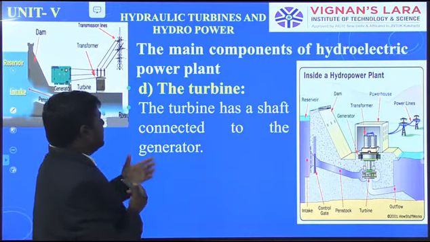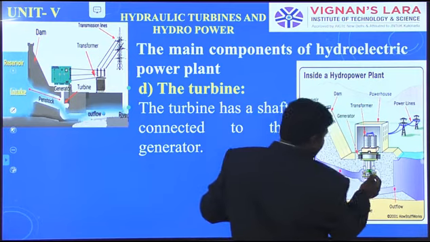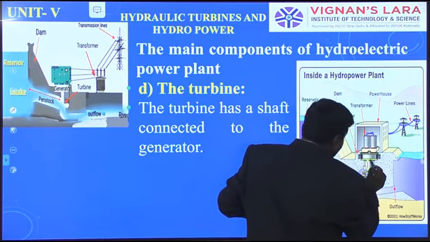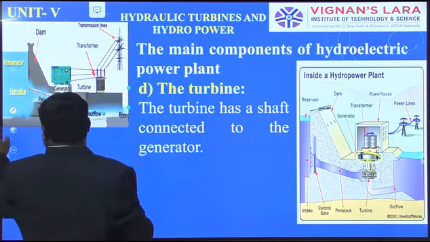Then the turbine has a shaft connected to the generator. So the turbine has a shaft, and that shaft is connected to the generator.